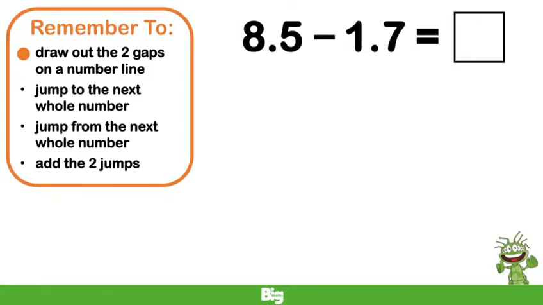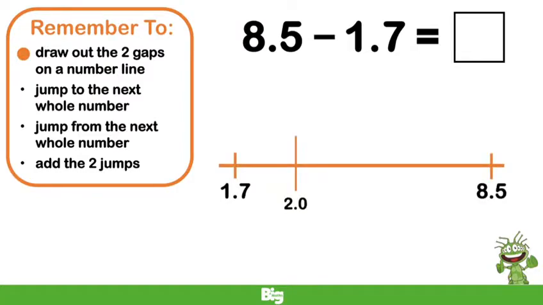So we are going to draw our number line with our two gaps first, just like we did yesterday. So we start with the subtrahend on the left, which is 1.7, and then the minuend is on the right, 8.5. You can put the next whole number on there as well, so as you can see, 2 has been drawn on the number line. You are all ready then to jump to the next whole number.